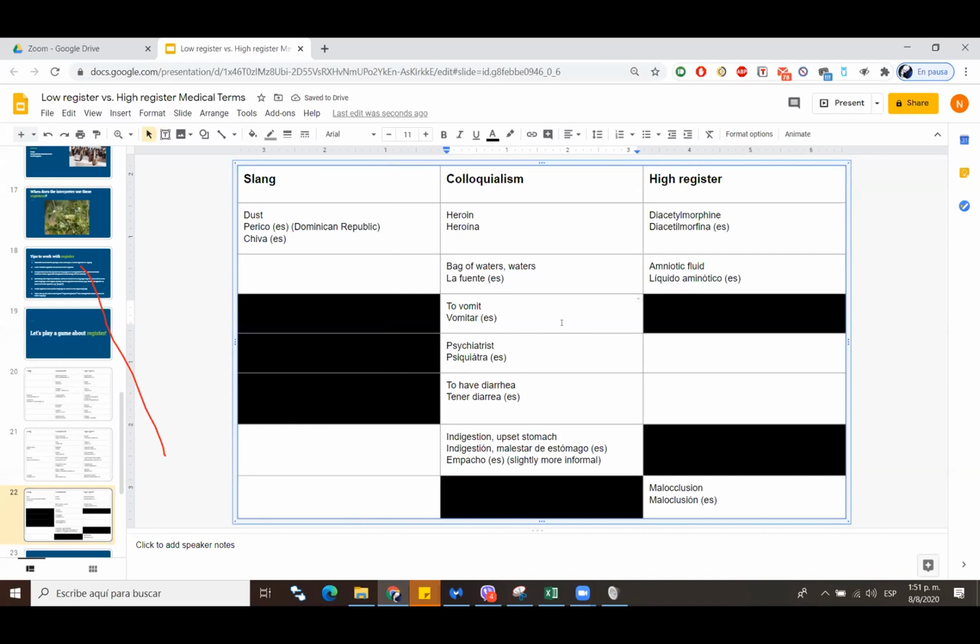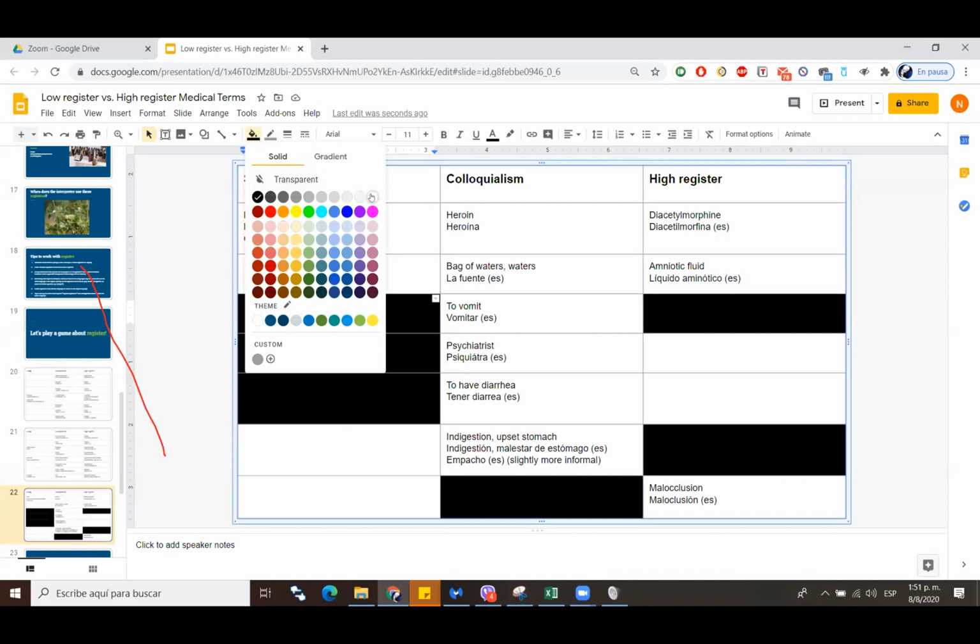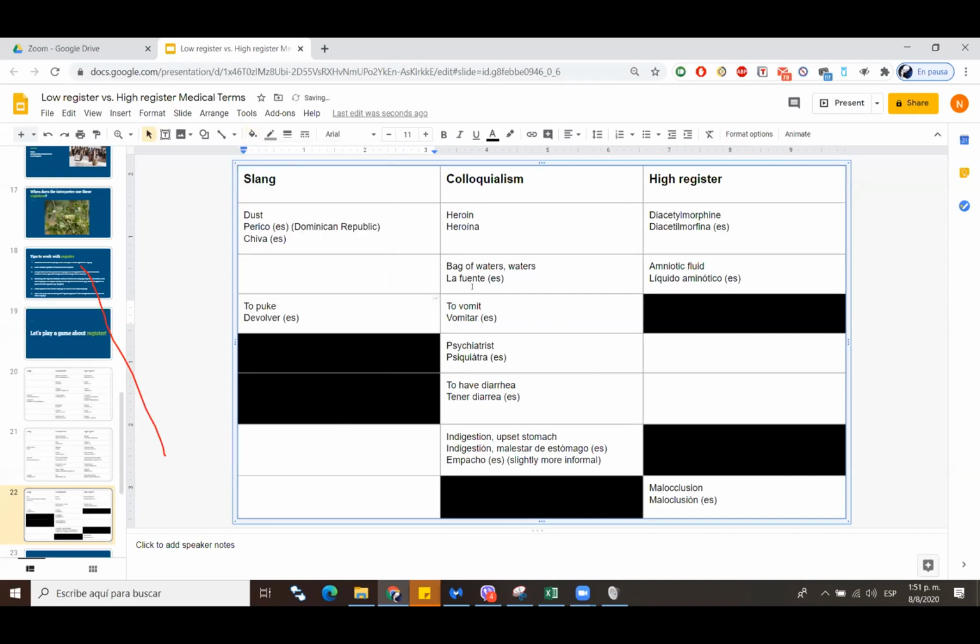Okay, to vomit. Throw up, or puke. Yes, puke, that's slang. And the high register? This is a Latin or Greek term, I think. Regurgitate as well? Oh yes, that could be. That's a verb, but I used a noun, so yours is better. Regurgitate. Okay.